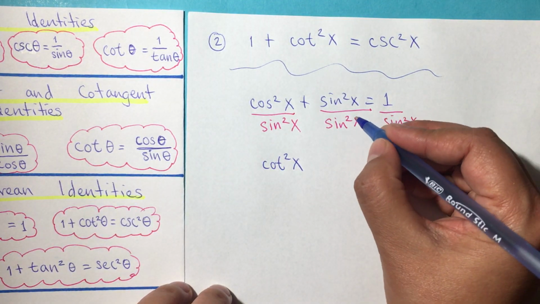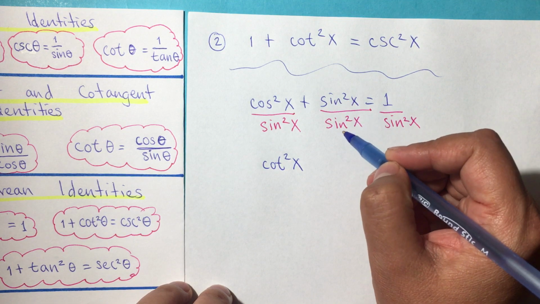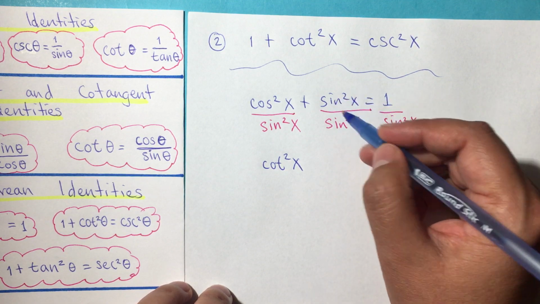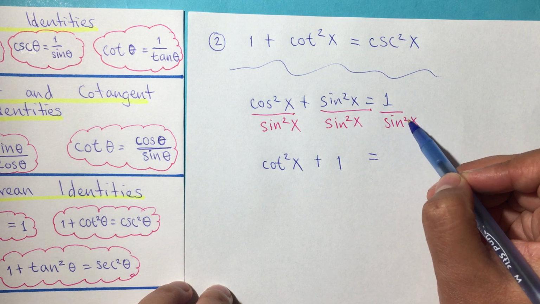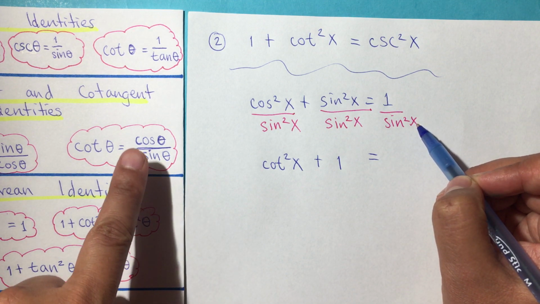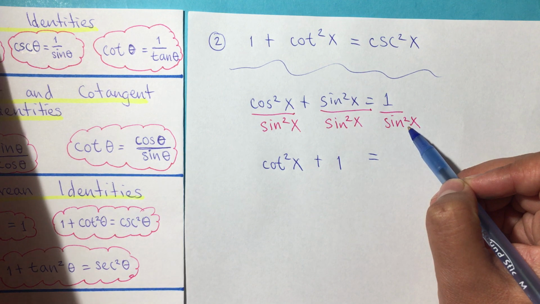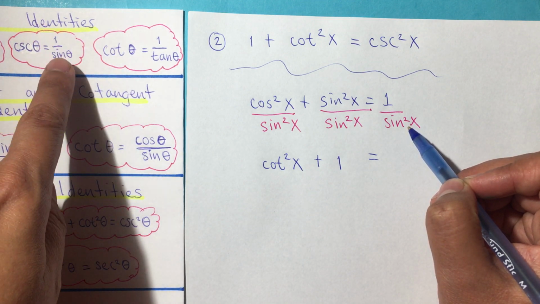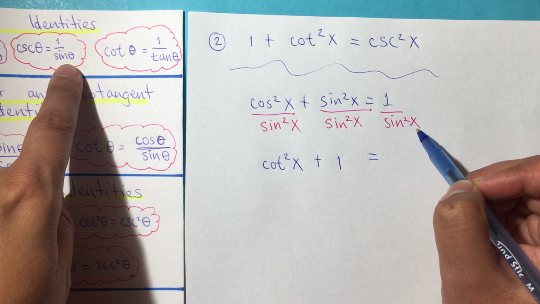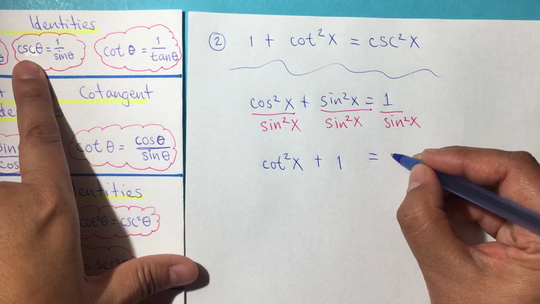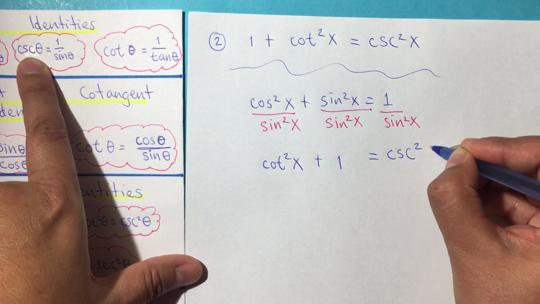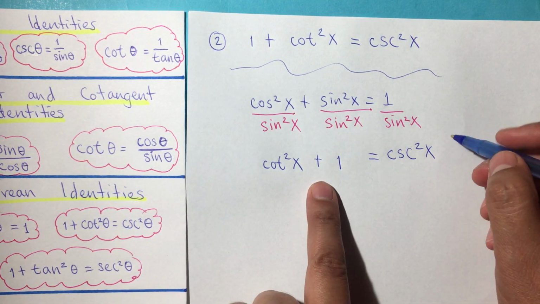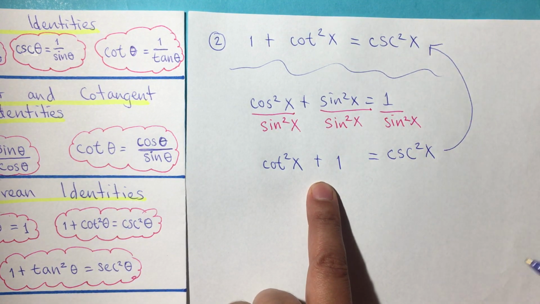Okay, for the next one, it's sine square of x divided by sine square of x. Anything divided by itself is always 1. And 1 divided by sine square of x, well, what do we have? 1 divided by sine square of x. Then that means that we can substitute with cosecant square of x. And that's how we get to that.